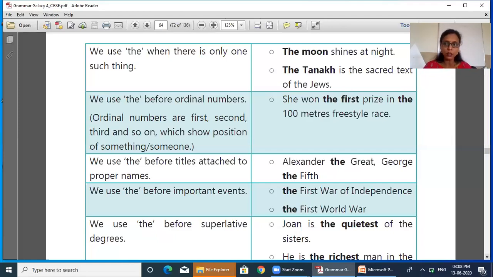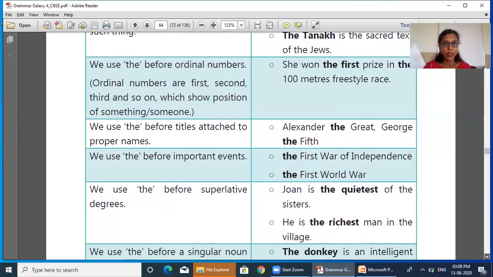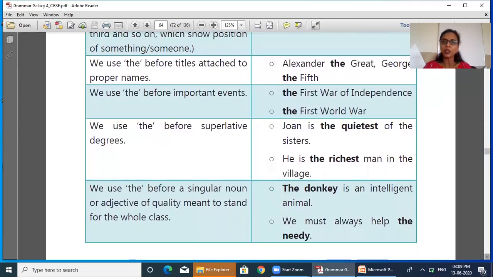We use "the" before important events. Okay, important events. The First War of Independence. We know which war we are talking about. That is the title of that war also. So we talk about specific events using the, like the First World War. Okay. Now, next, with superlatives.